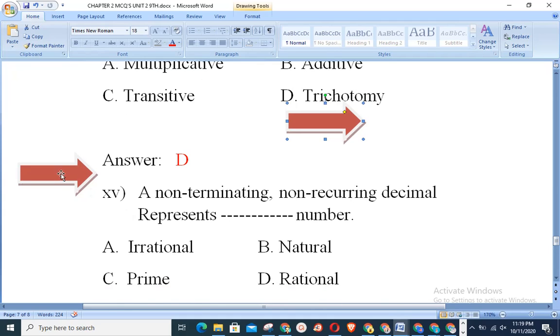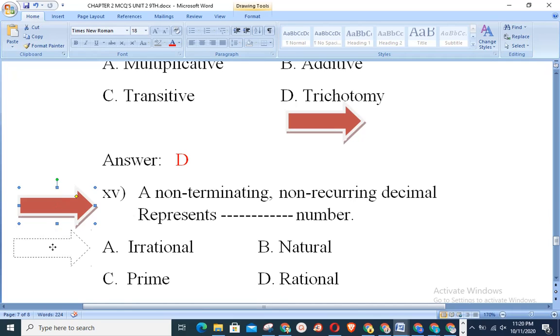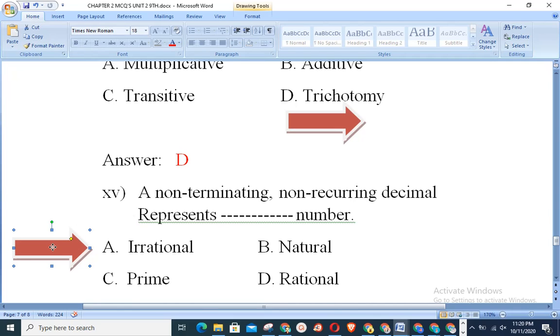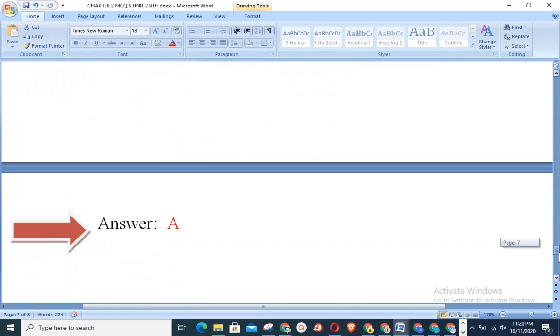The next objective, number 15, the last one of this unit: a non-terminating non-recurring decimal represents dash number. This you must study during the start of unit number 2. This is the definition of an irrational number, that is non-terminating as well as non-recurring. So option A is my correct option, that you can see over here.